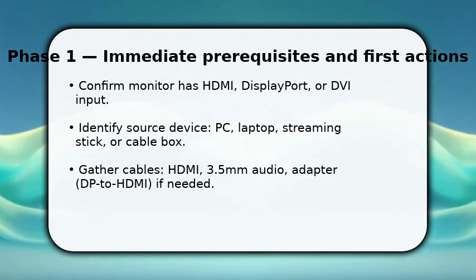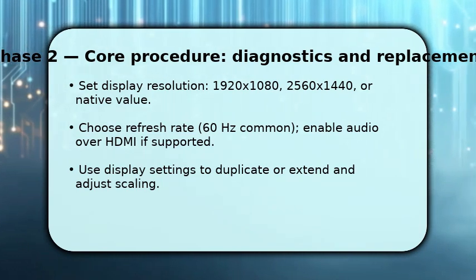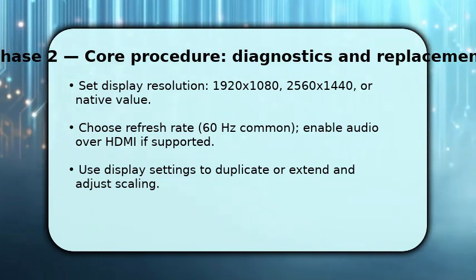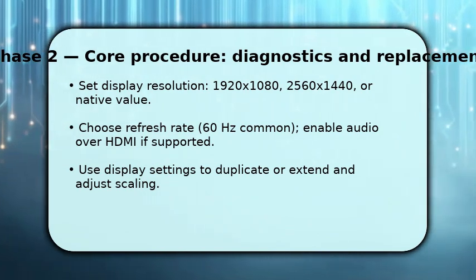Next, you configure the PC so the monitor behaves like a TV. Plug in and power both devices, then open display settings to detect the monitor. Choose the native resolution and a sensible refresh rate like 60 Hz.